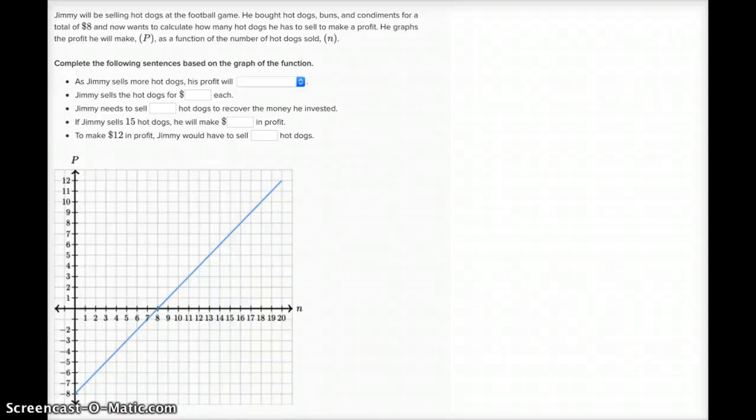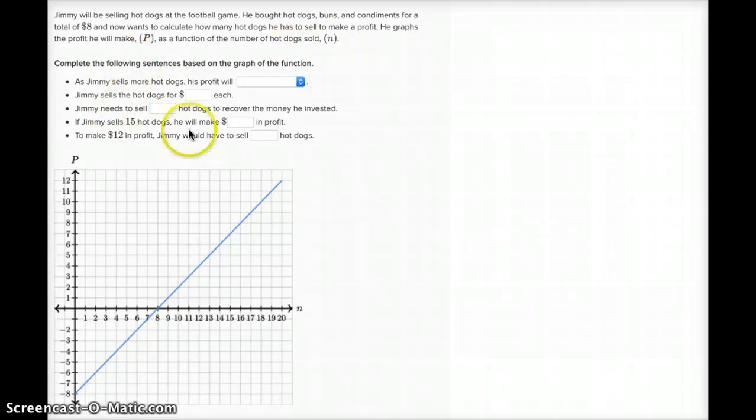In this video, we're going to talk about interpreting graphs of linear and nonlinear functions. This problem states, Jimmy will be selling hot dogs at the football game. He bought hot dogs, buns, and condiments for a total of $8 and now wants to calculate how many hot dogs he has to sell to make a profit. He graphs the profit he will make, P, as a function of the number of hot dogs sold, N.